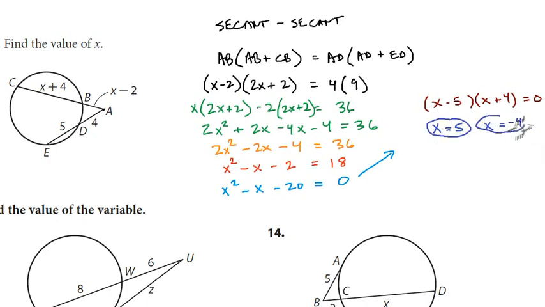The question is, are they both valid or not? Let's take a look at the negative 4. If x is negative 4, then the length of CB is negative 4 plus 4, which is 0, and the length of AB is negative 4 minus 2, which is negative 6. That's not possible. So that one we rule out. And that means x is equal to 5. So our solution is x must be equal to 5.